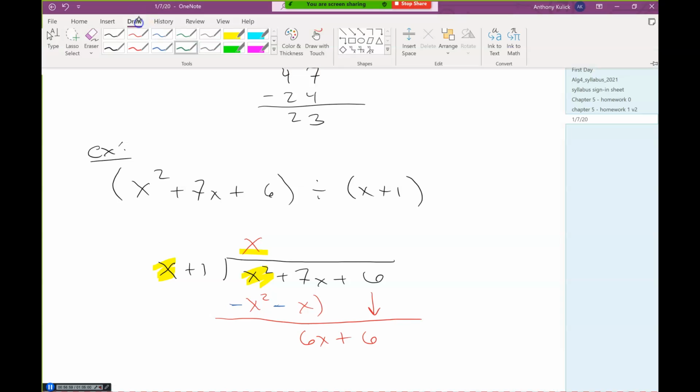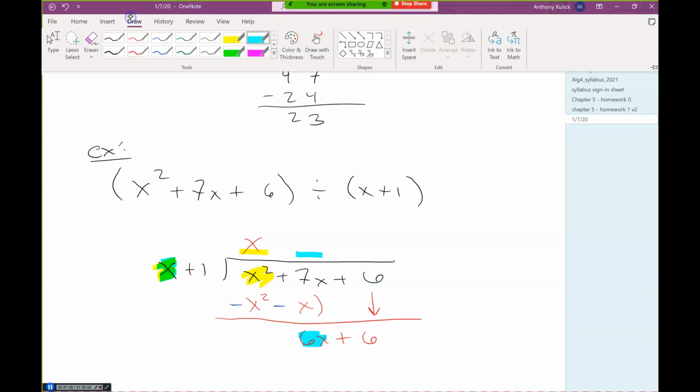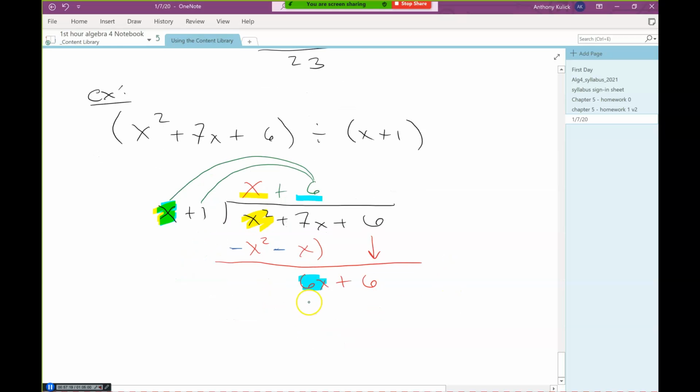And then I'm going to repeat the second step. I'm going to say, what times x gives me 6x? Well, the answer there is 6. That then multiplies to the entire divisor. I'm going to write that below and then subtract down.